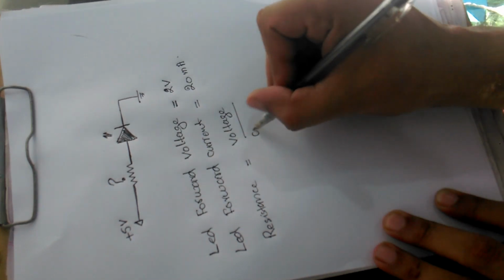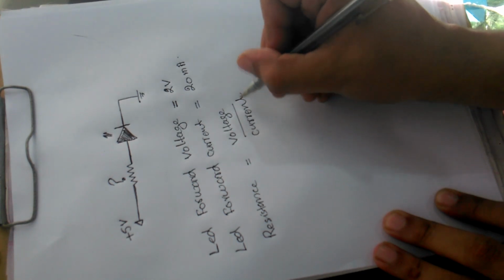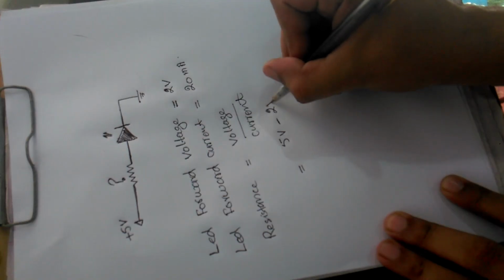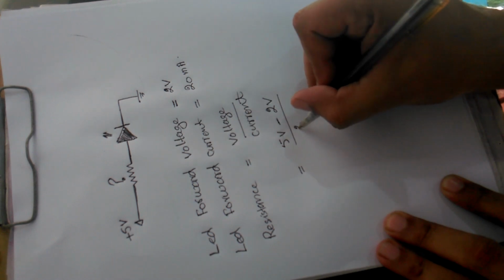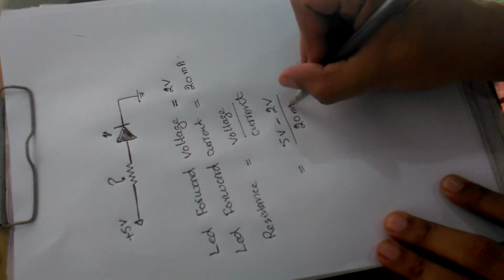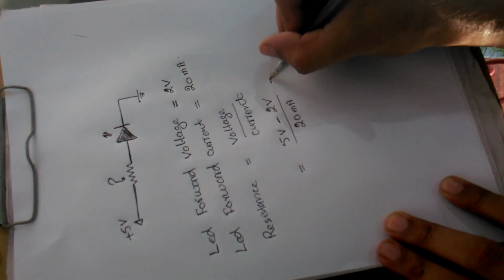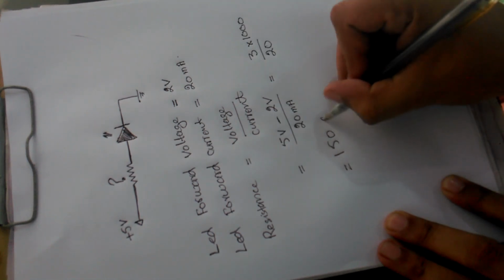According to Ohm's law, resistance equals voltage divided by current. So, resistance equals 5 volts minus 2 volts divided by 20 milliamps. So, the resistance is equal to 150 ohms.